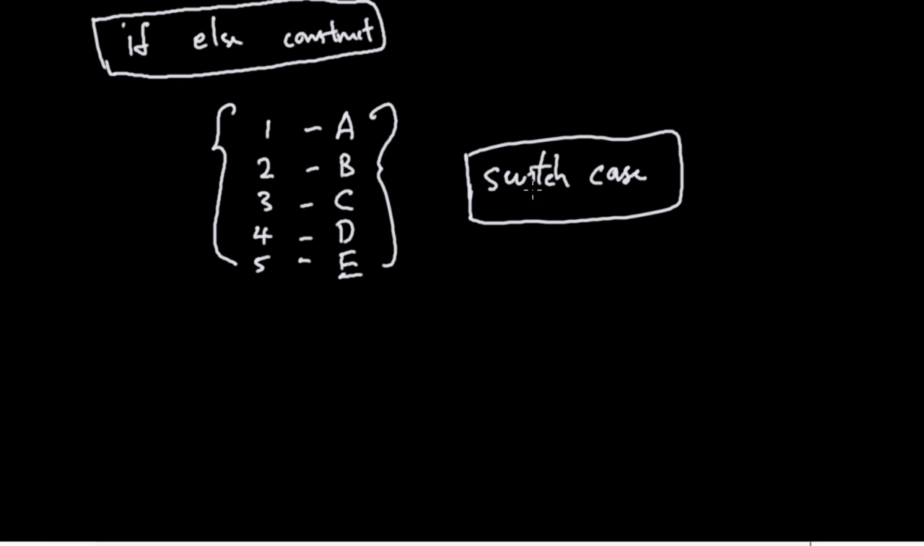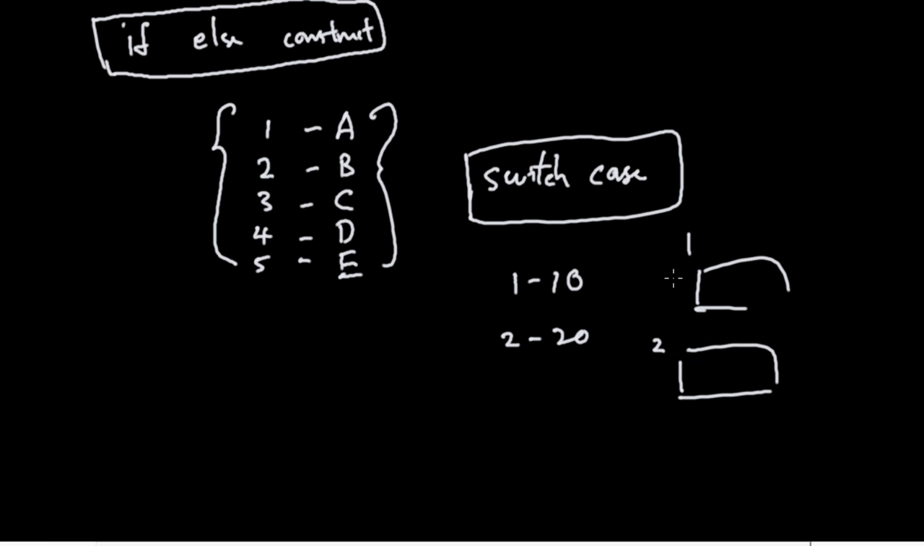Now the limitation with the switch case construct is that you can only match the thing. For example, the value that you put in the condition cannot be a range. You cannot say 1 to 10 or 2 to 20. You can only put: if it's equal to 1, then execute this code; if it's equal to 2, execute this code. That's the only limitation. Now I'll demonstrate that right now.